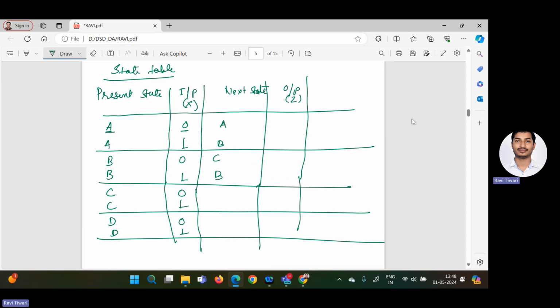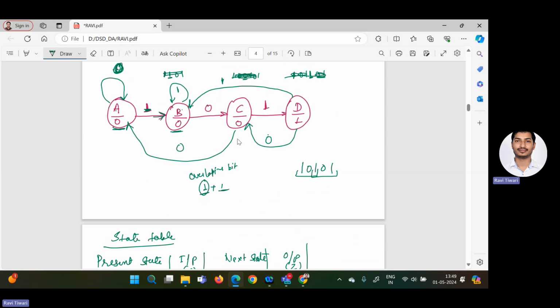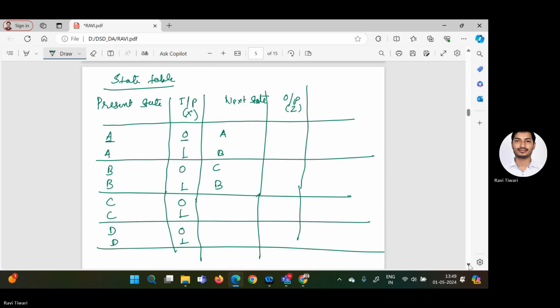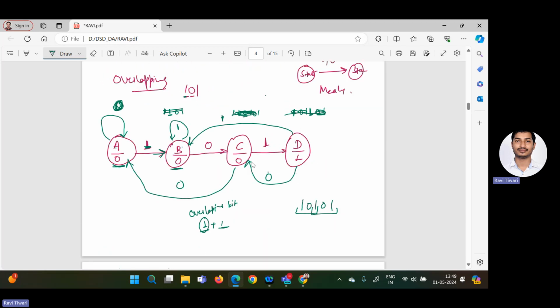Now same you have to check for C. So if you are in state C and you are getting 0, 1, for 0, you have to return back to A. 1 will give you D. So A, D. This is A and this is D. From D also we will check if you are getting 0, what will happen, and 1. So if you are getting 0, you have to move to C state. If you are getting 1, so B state. So C, B.